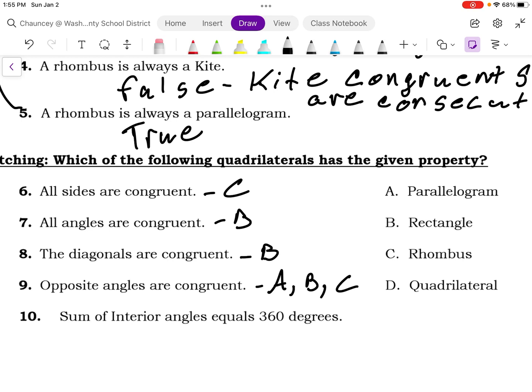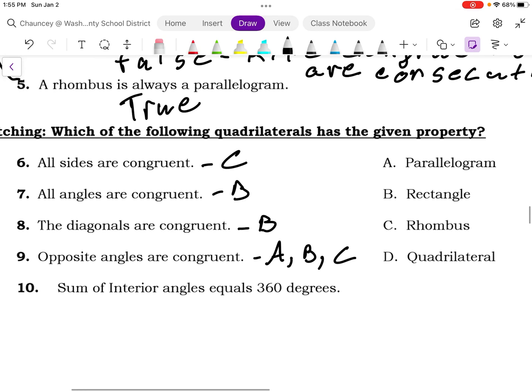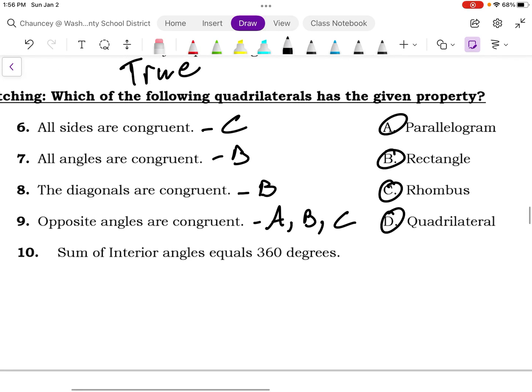And the sum of interior angles equals 360. Well, we know four interior angles have to equal 360. So that would be a parallelogram, rectangle, a rhombus, and a quadrilateral. So that's all of them. And if you remember, if you take those 4 angles, subtract it from 2 times 180, well, what does that get you? That gets you 360 degrees. So those all work there.